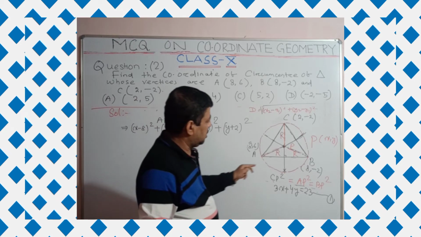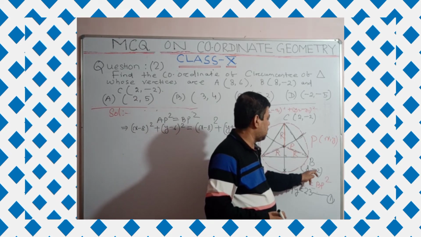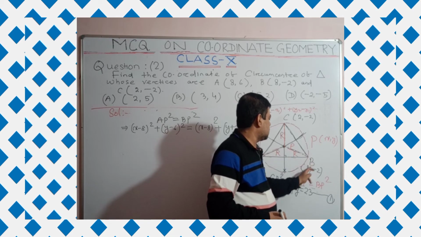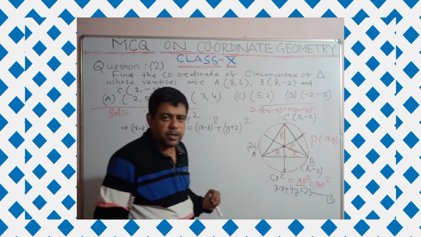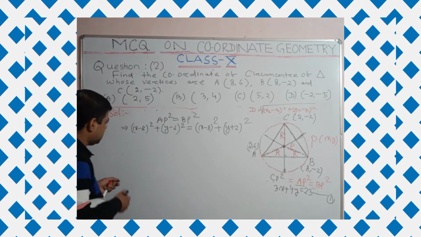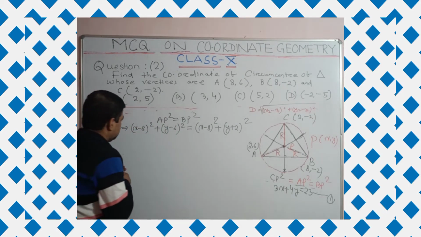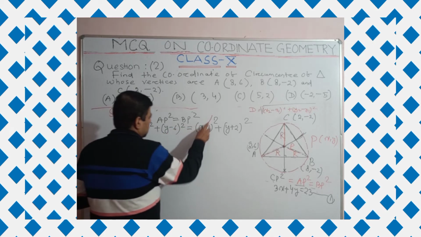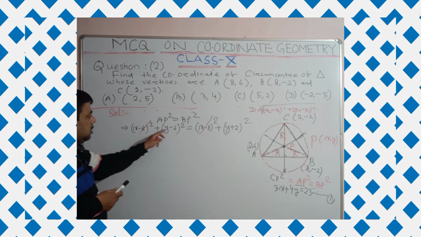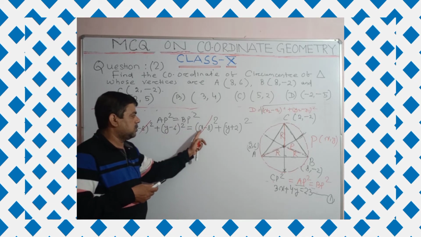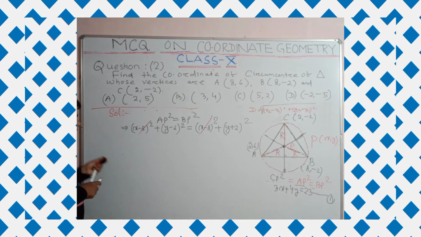Similarly, BP square: here P is x1, y1 and B is x2, y2. (x minus 8) whole square plus (y minus of minus 2, meaning plus 2) whole square. The sign will change. So (x minus 8) whole square on the LHS and on the RHS will be cancelled. Can you cancel? Yes.